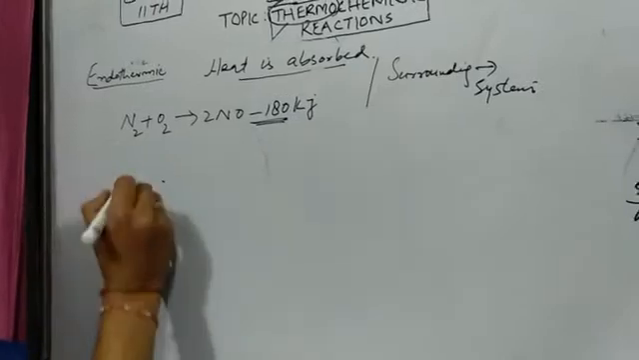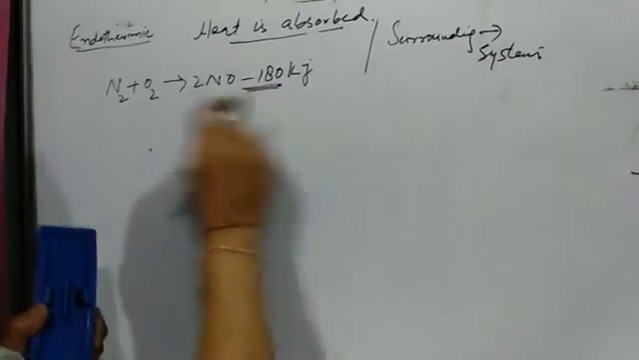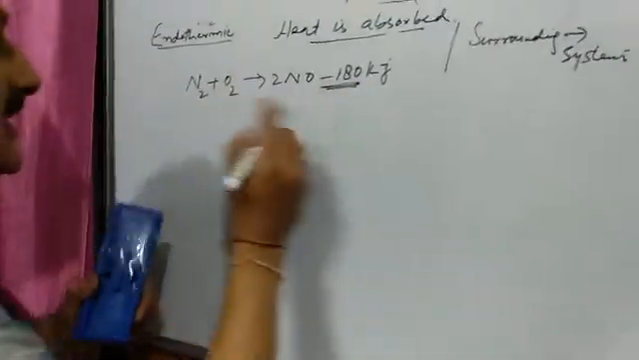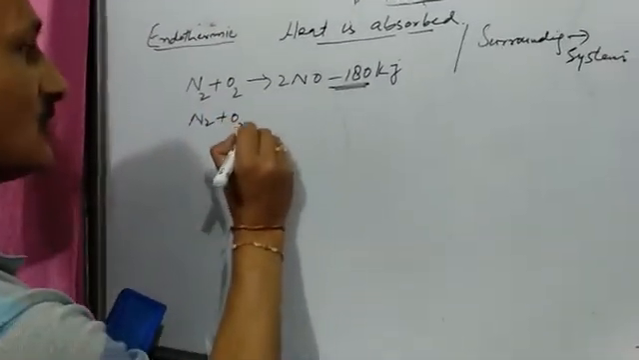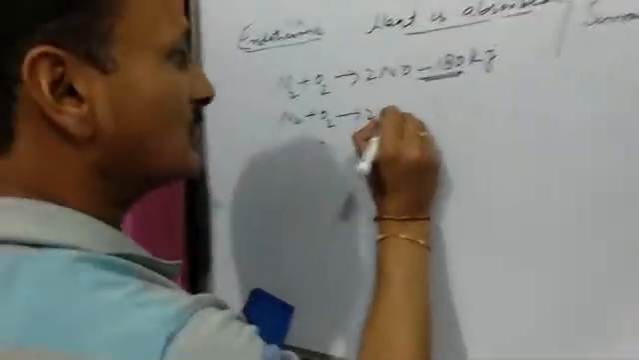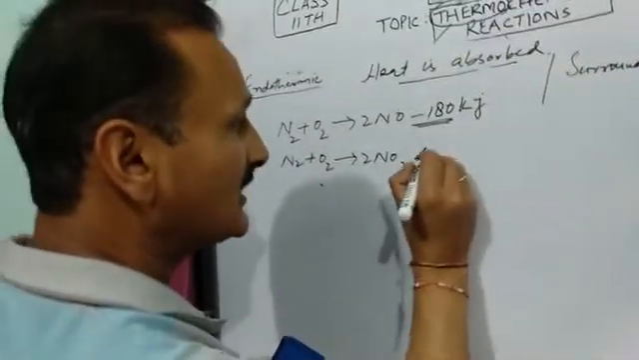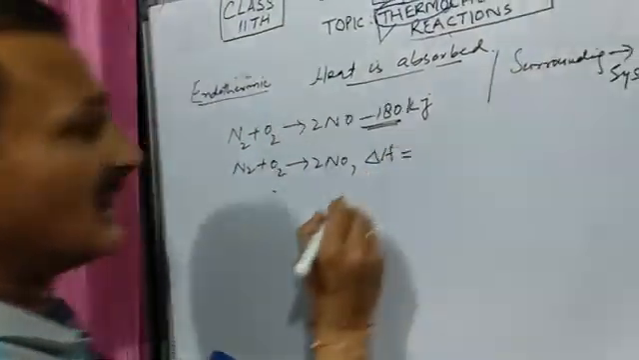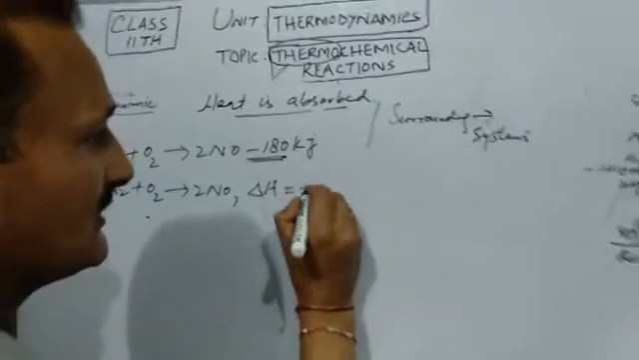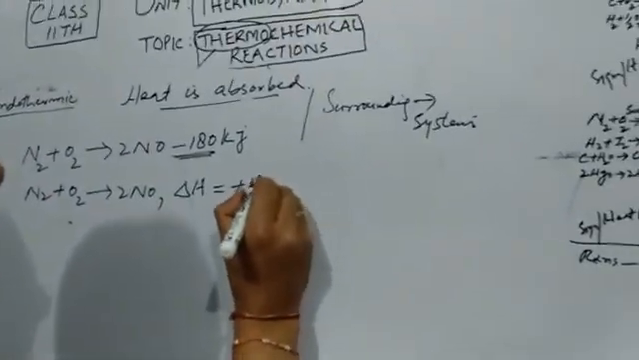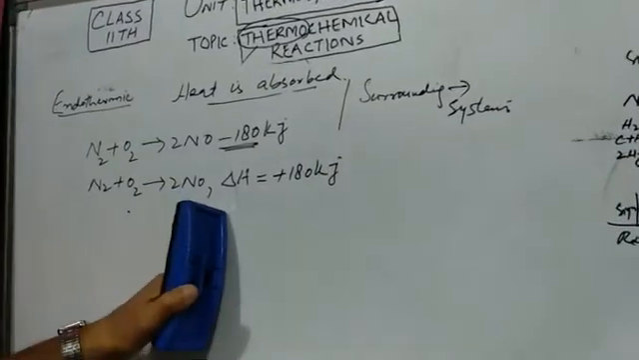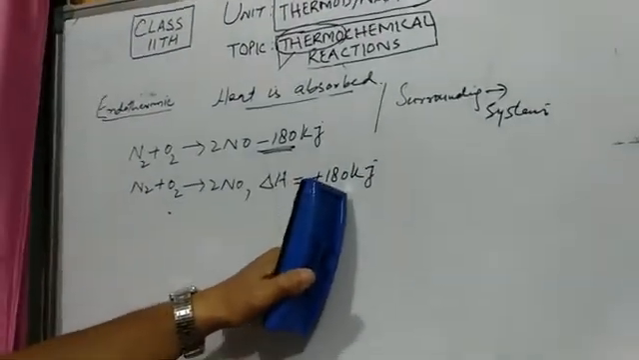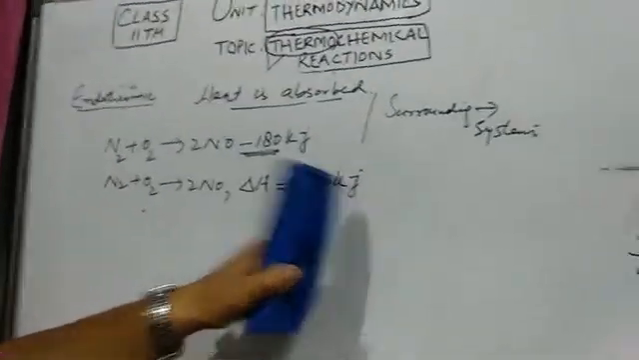But as far as delta H is concerned, if we want to write this reaction in terms of delta H, we can rewrite this reaction like this. N2 plus O2 gives twice NO. Now we will write here delta H. Delta H will be positive. That means it is an endothermic reaction. So in terms of delta H, the delta H will be positive, 180 kilojoules of energy.